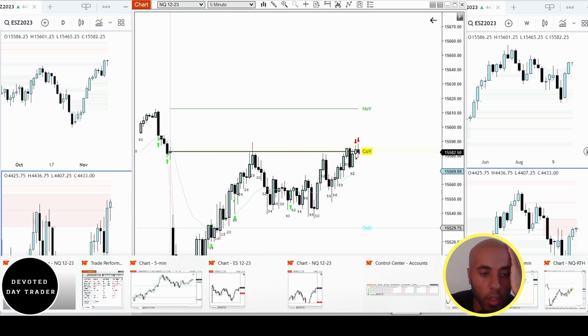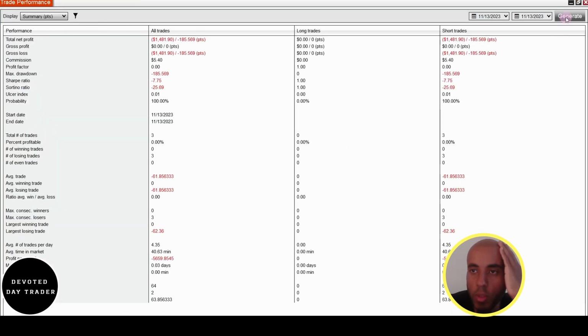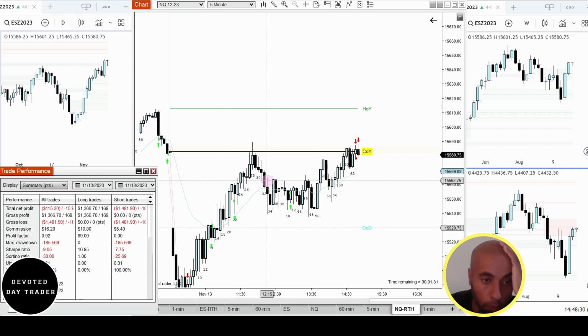I think I'm still negative on the day. Let's look at my trade performance on my accounts. So I'm still down 115 on the day. But maybe I will have an opportunity to place another trade. We'll see. But I am glad that I was able to minimize the loss from this morning.